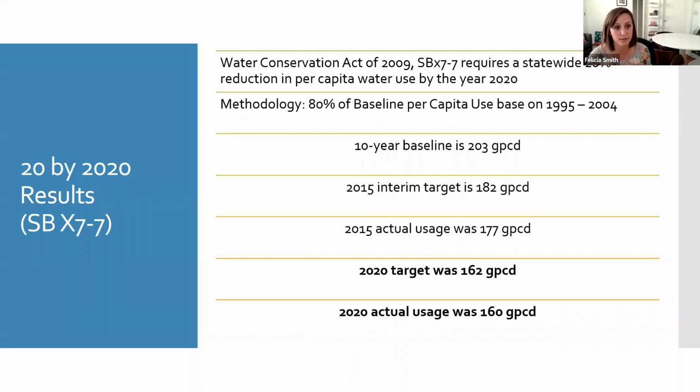And so we can kind of pat ourselves on the back and then talk about how do we do even better as we move forward? So I will pause there if we have any questions about the 20 by 2020 SBX 7-7 results.